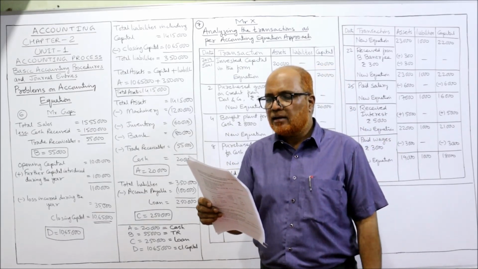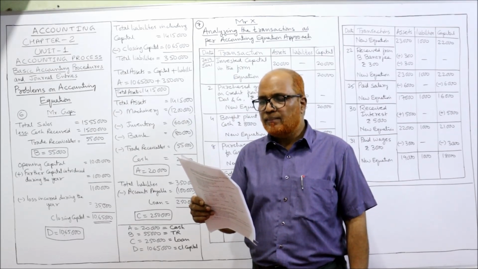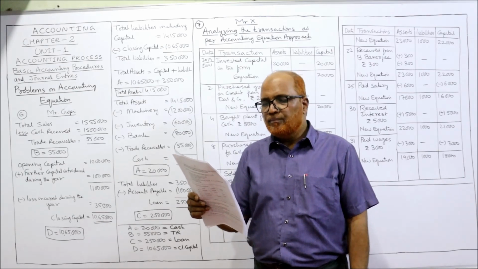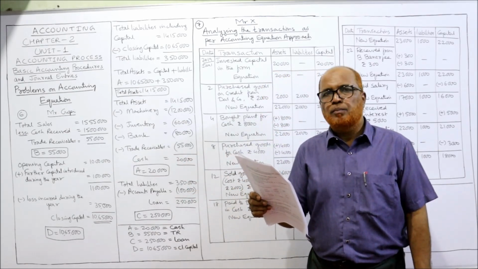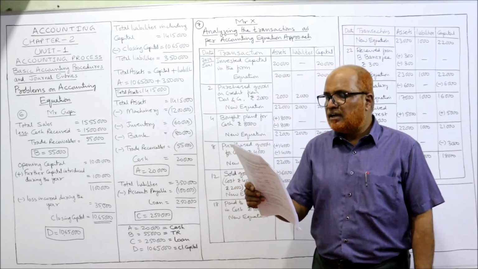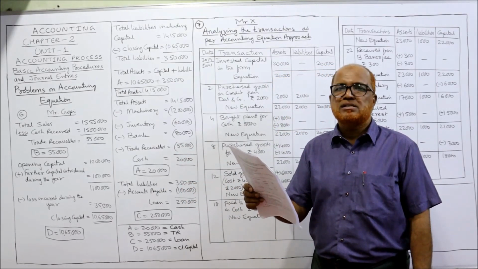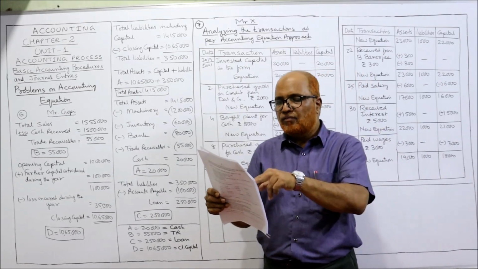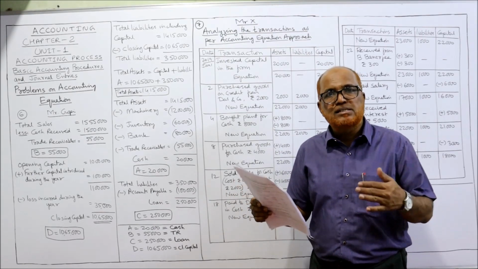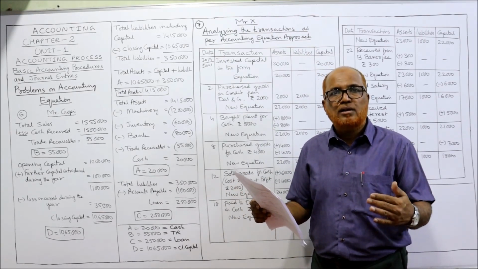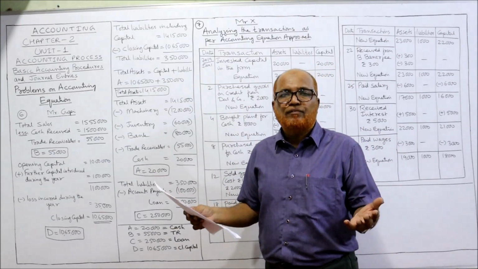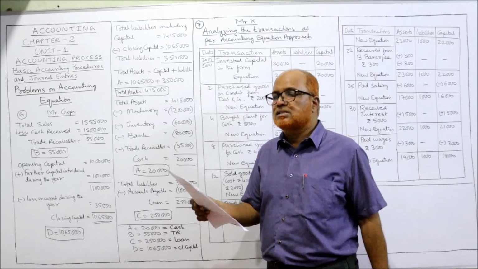Opening capital 10 lakh. Loss incurred during the year 35,000. Capital introduced during the year 1 lakh. Additional information: during the year sales of rupees 15 lakh 55,000 was made, of which 15 lakh rupees have been received. So total sales 15 lakh 55,000, out of which 15 lakh rupees are received. So how much is not received? 15 lakh 55,000 minus 15 lakh. So 55,000 rupees are the account receivable.